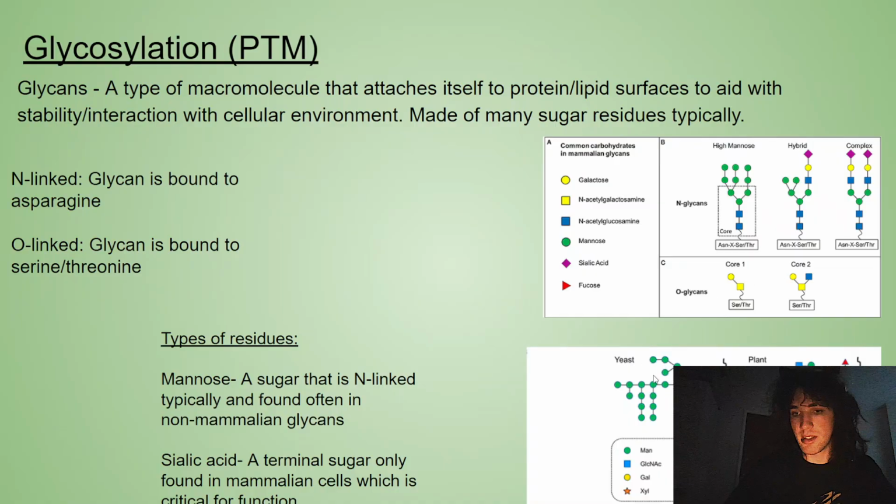And here again, yeast, high mannose, not enough Neu5Ac, which is basically sialic acid, right? So here we see humans, they express those at the end. Those are very important for protein function.